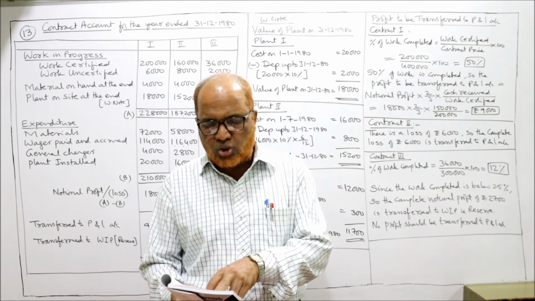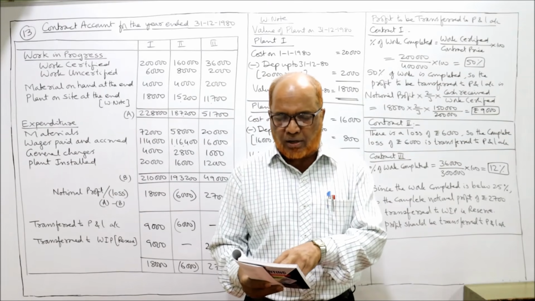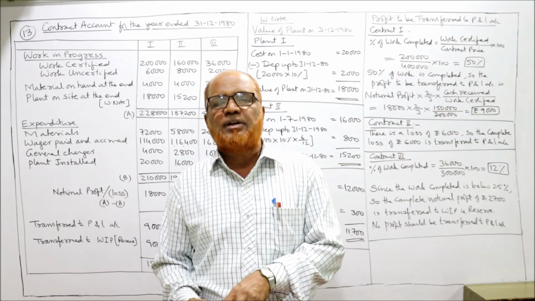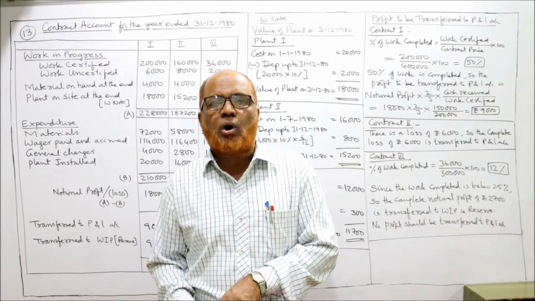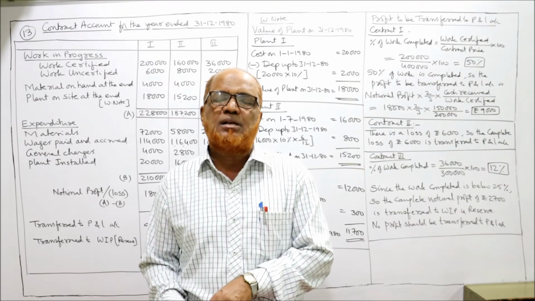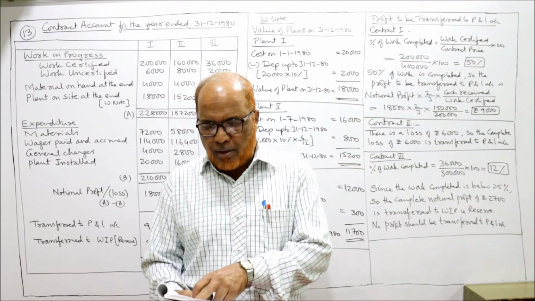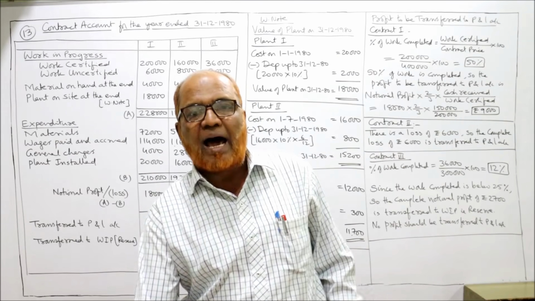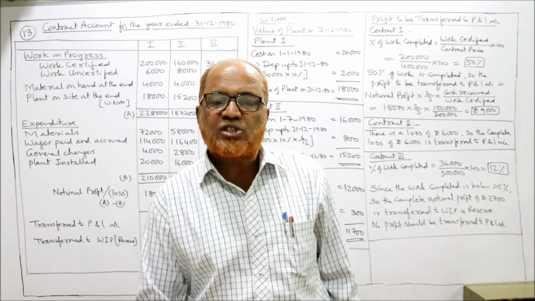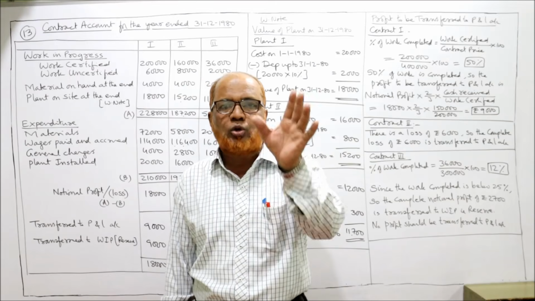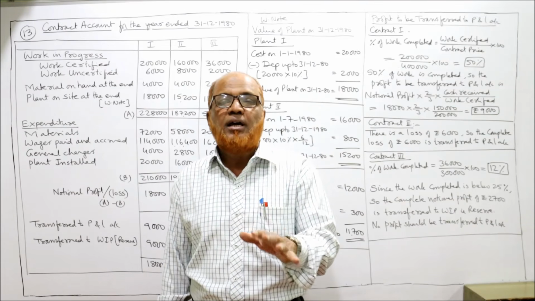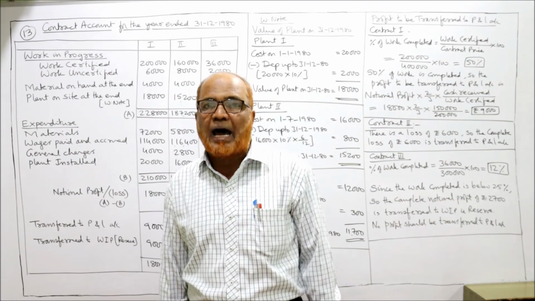The plant is installed on the date of commencement of each contract. Depreciation thereon is to be taken at 10% per annum. So on each plant, 10% per annum should be depreciation provided. Prepare contract account in tabular form. This is the first problem where it is not asking you to make the account debit and credit side. It is asking you to make it in a tabular form.